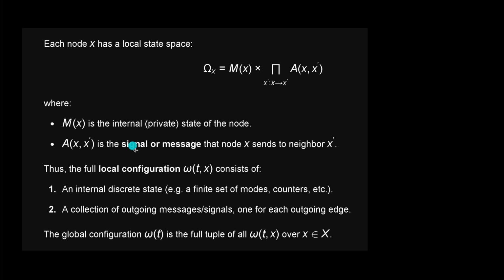So the full local configuration omega at a particular time and a particular node now consists of an internal discrete state, so a finite set of modes or counters, whatever you have, and a collection of outgoing message signals, one for each outgoing edge. And the global configuration omega is now the full tuple of all the omega at a particular time for a particular node over all possible x.